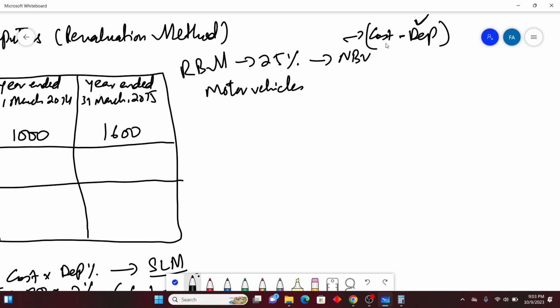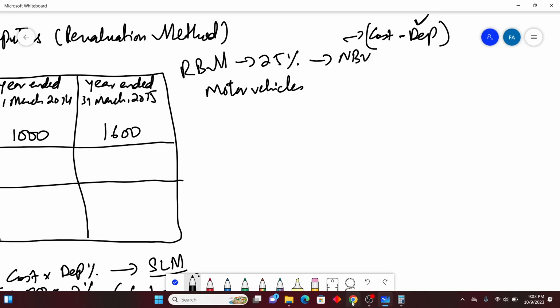But as you see in the question, sometimes there is a new asset which has been purchased just now. For a new asset, there will not be any depreciation present in the books. So you will do cost minus 0, because there won't be any depreciation. So your cost would become the net book value in that particular scenario.